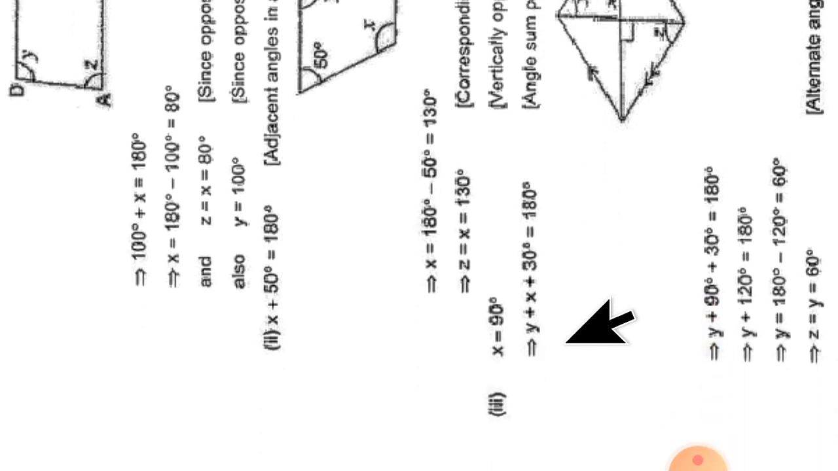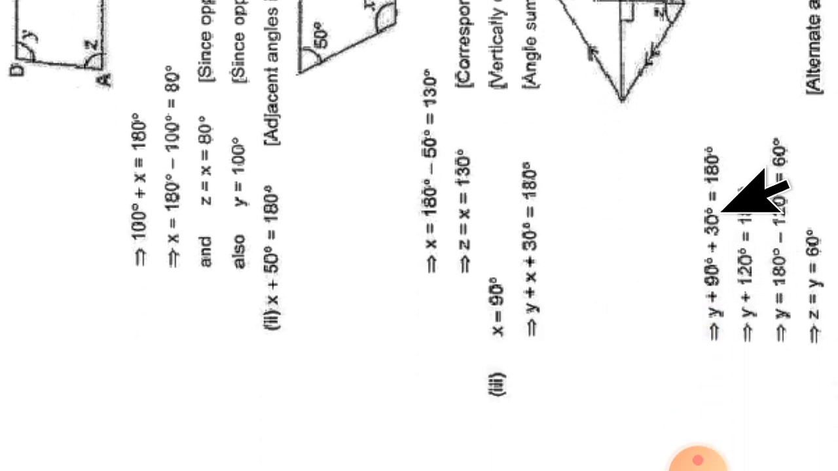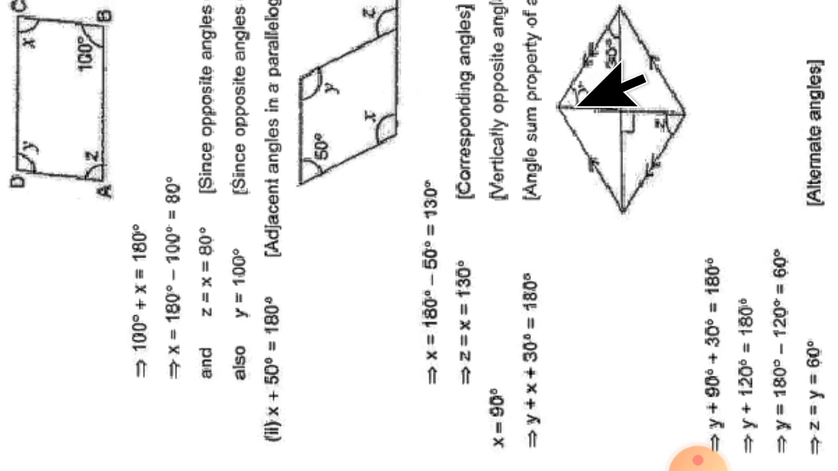Now let us find out Y. Y plus 90 plus 30 equal to 180 degrees. So Y plus 120 equal to 180 degrees, Y is equal to 180 degrees minus 120 degrees, equal to 60 degrees. So here Y is 60 degrees, and again these two are parallel lines and these two are alternate angles, making the Z figure. So Y is equal to Z equal to 60 degrees because they are alternate angles.